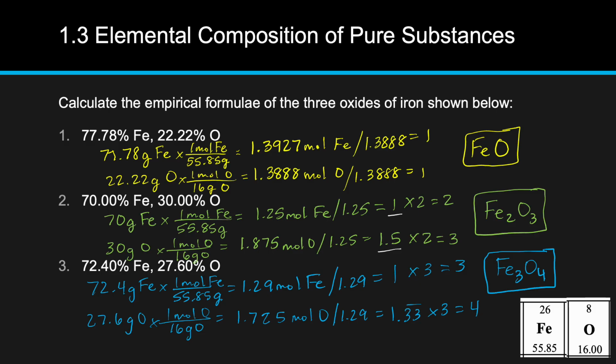And then for number 3, we end up getting 1 and 1.3 repeating. So in order to get rid of that 0.3 repeating, we need to multiply by 3. So we multiply both by 3, we end up getting 3 irons and 4 oxygens.